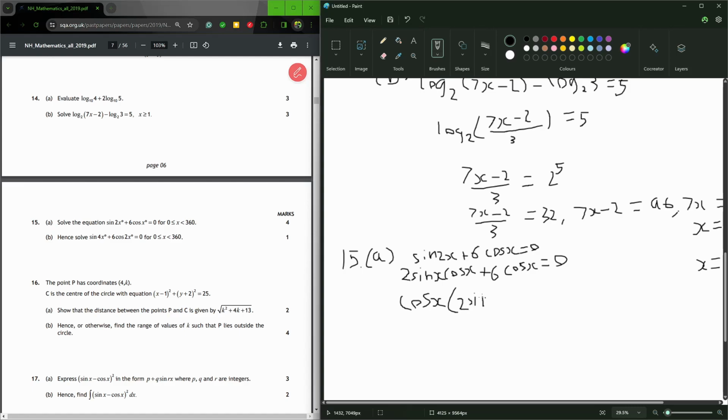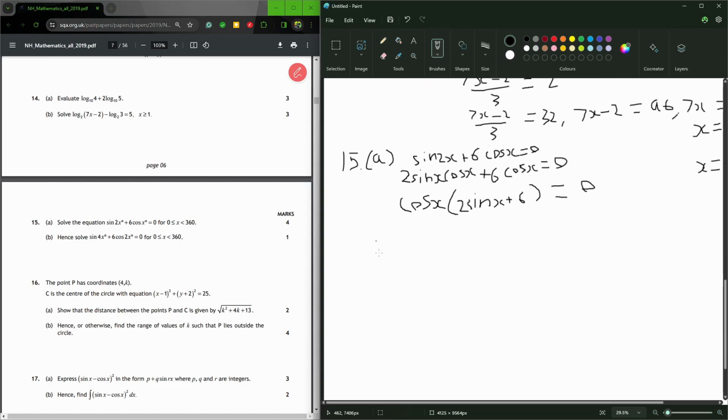Oh, I didn't even write an S. I'm getting lazy by the minute, folks. That's an M. Oh man. 2 sine x plus 6 equals 0. And I've said like 3 times now, if you've got something times something else equals 0, one of these has to be 0. So we can split this up. So it could be cos x equals 0, or 2 sine x equals 0 minus 6.